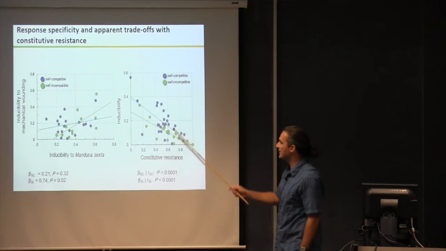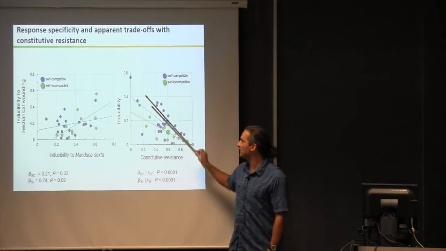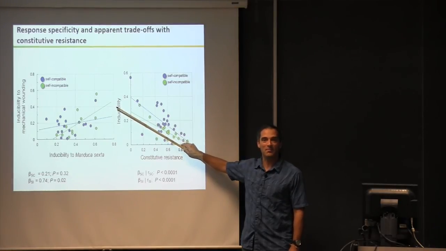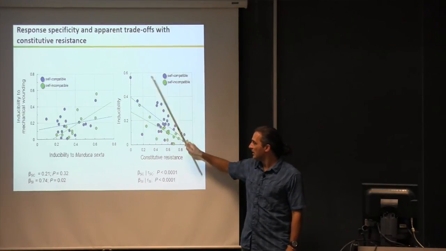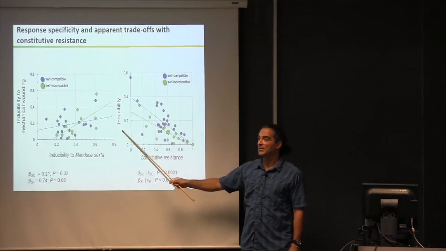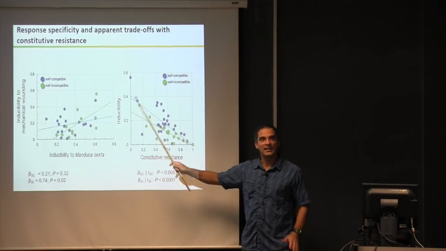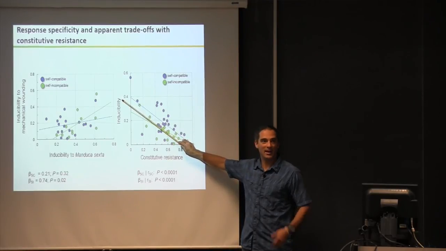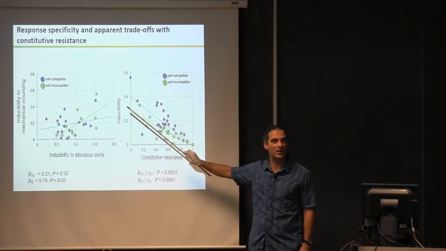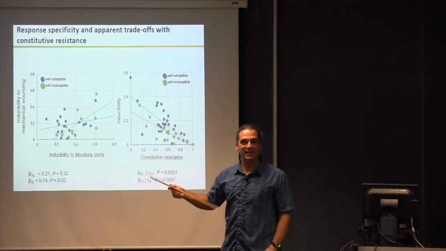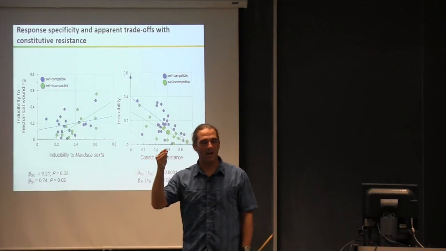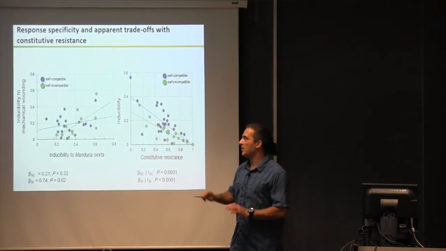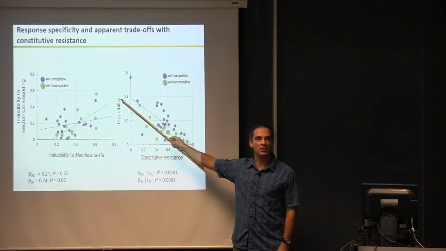And then there is this nice constitutive and induced resistance trade-off that was always hypothesized. People hypothesize there must be a trade-off between the expression of constitutive resistance and inducibility. That's true, it looks like it, right? So it's a negative correlation. And our data actually support that hypothesis in that way. But my argument is that this trade-off is not necessarily a fitness-type trade-off. It is, in fact, a reflection of two alternative strategies.